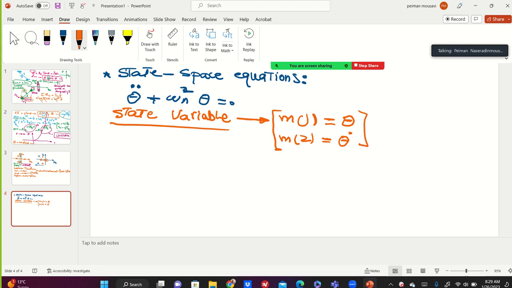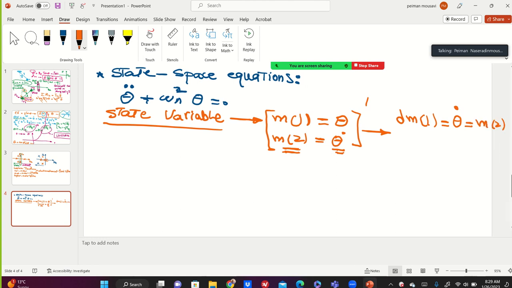Then I'm going to take a time derivative of both sides. So d means the time derivative. dm1 is equal to theta dot. So what is theta dot, guys? Look at here. Yeah, it's M2. Exactly, I'm going to type this in MATLAB. See what I'm saying now? Here, the dm2 is going to be theta double dot. So what is theta double dot? Bingo. You can find it from here.